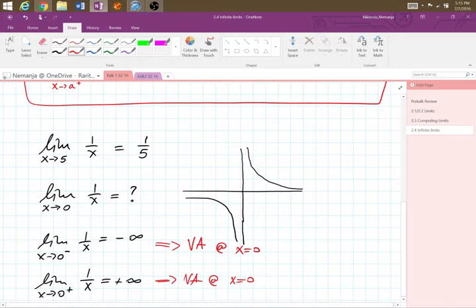So both of them. But if you combine these two results, what is the limit as x goes to 0? Does not exist. Why? Because one goes to positive infinity. Very good. One goes to positive infinity, the other goes to negative infinity. They do not agree, therefore the limit does not exist.